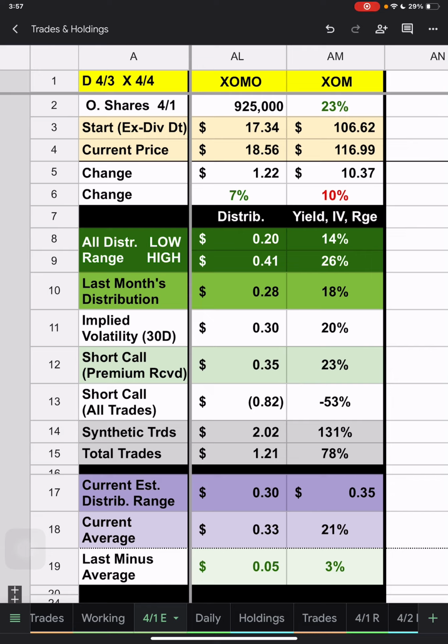But anyway, obviously 10% is bigger than 7%, so ExxonMobil has done better than the YieldMax fund because it has been going up at least the last week or two. Short call premium received is 35 cents, sort of looking at a range between 30 and 35 cents, and has an average of 33 cents.